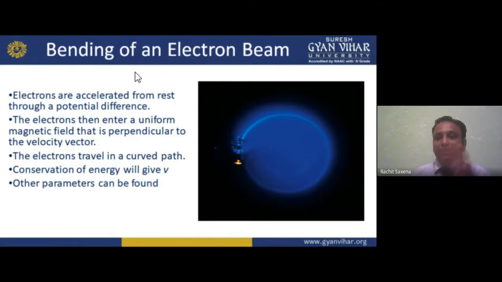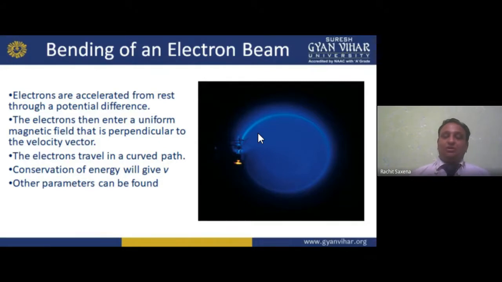If I have a uniform magnetic field, it looks like a uniform structure, and it is perpendicular to the velocity vector. If an electron enters the uniform field, what will happen? The force is always perpendicular to the velocity vector. For example, if the velocity vector is like this and the magnetic field enters, it remains perpendicular. The electron travels in a curved path.